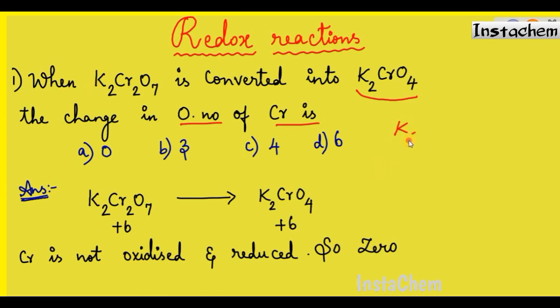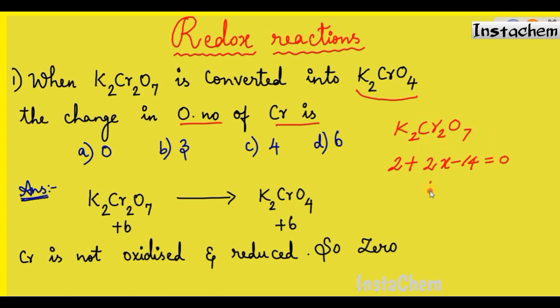K2Cr2O7. K2Cr2O7 is known as potassium dichromate. In K2Cr2O7, potassium carries a +1 oxidation state, so each K carries +1. We have 2 of them, so 2 plus, the unknown one, let's take X. We have 2 chromium atoms, so 2X, plus for oxygen we take -2 each. 7 into -2 is -14. I will write directly 14. That is equal to 0 because it is a neutral compound.